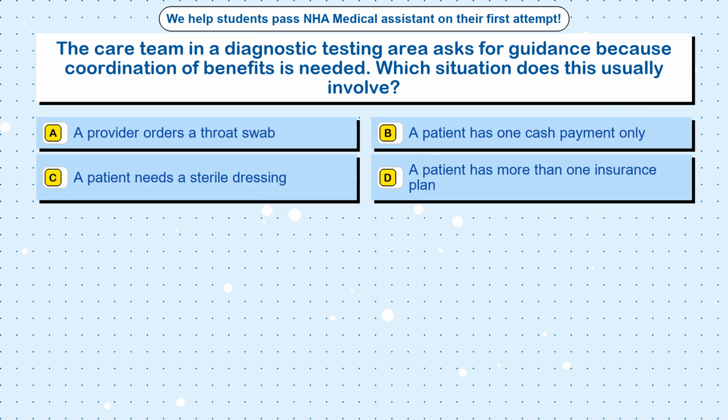Question 32. The care team in a diagnostic testing area asks for guidance because coordination of benefits is needed.